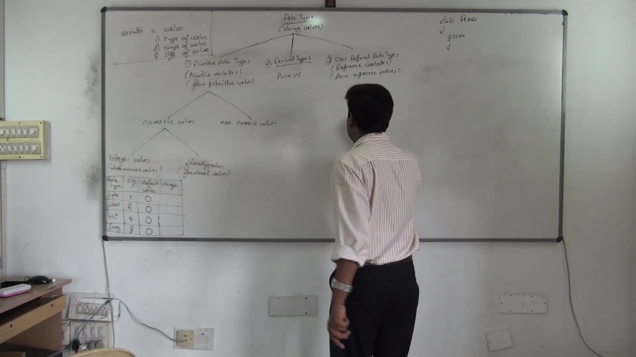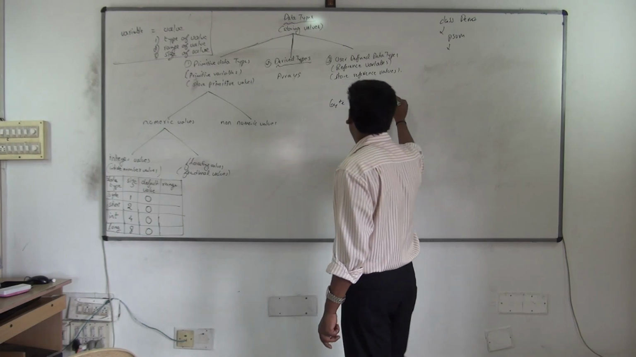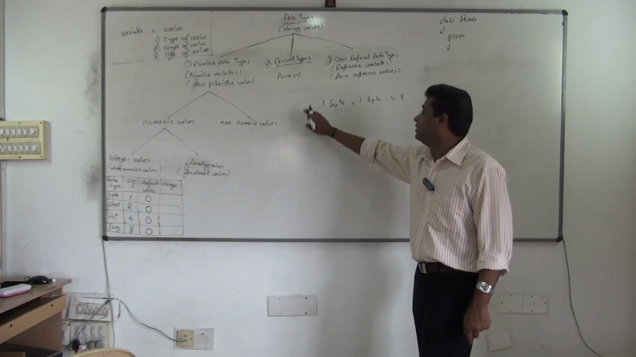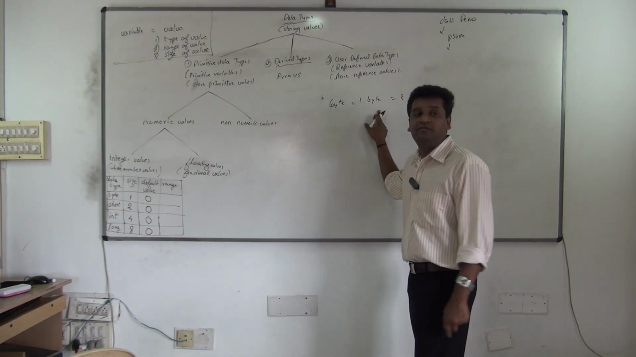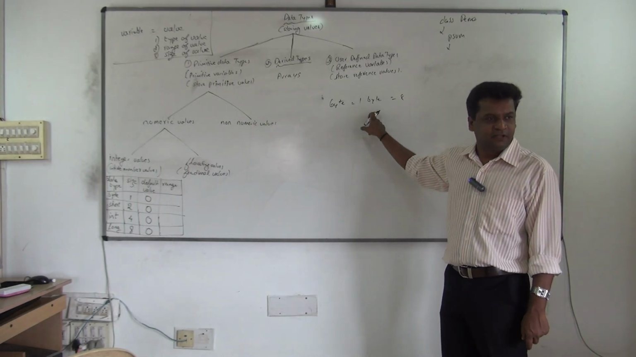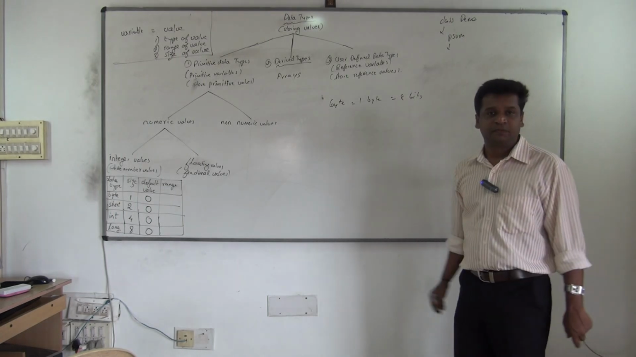Byte is 1 byte. The size is 1 byte. That means the byte data type will have 1 byte of capacity. 1 byte of capacity means 8 bits.